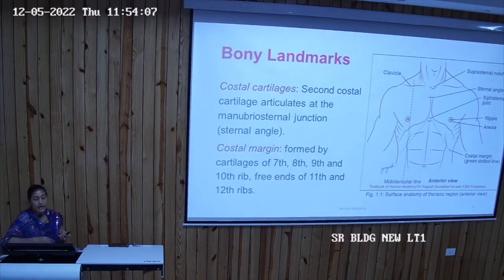Now what are costal cartilages and what is costal margin? So costal is the term referring to the ribs. So costal margin is the lower margin in the thoracic cage. So this green line is showing you the costal margin. This costal margin is formed by the lower ribs, that means 7th, 8th, 9th and 10th ribs. They form the costal margin on the right and left side. Then you have costal cartilages. What is costal cartilage? The anterior ends of the ribs which are joining to the sternum are bound through a cartilage that is called the costal cartilage.